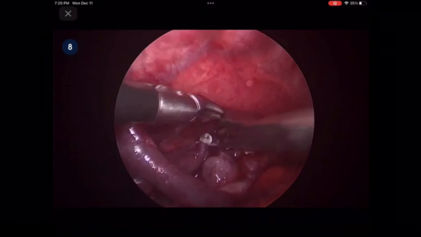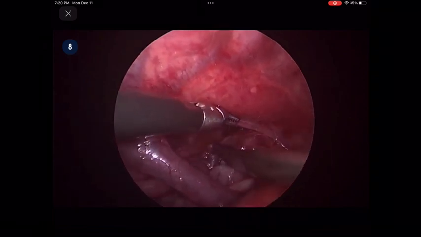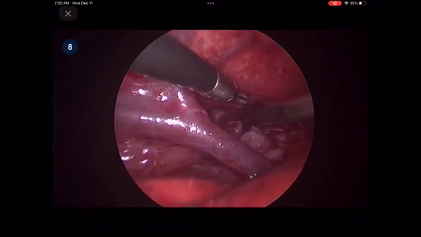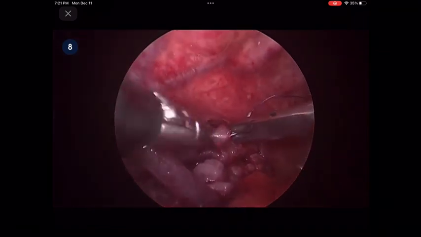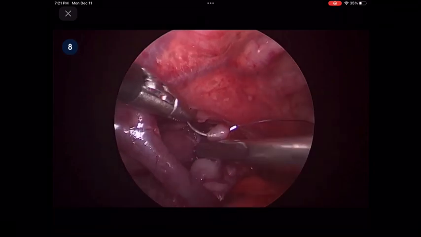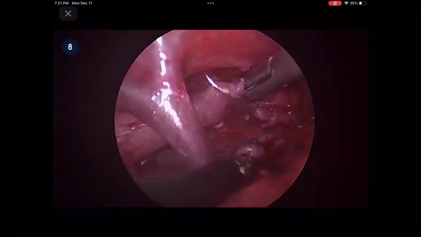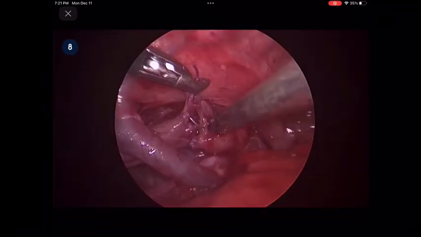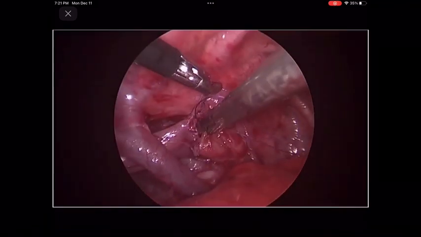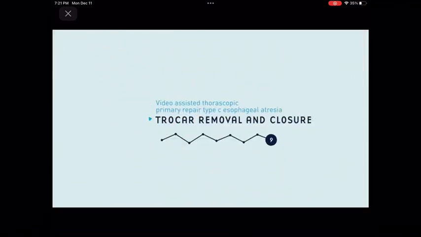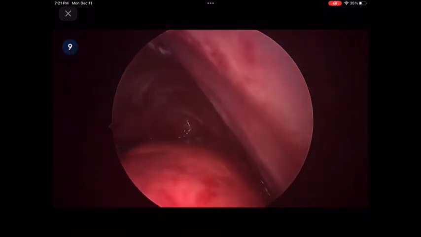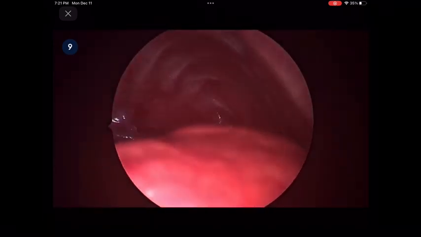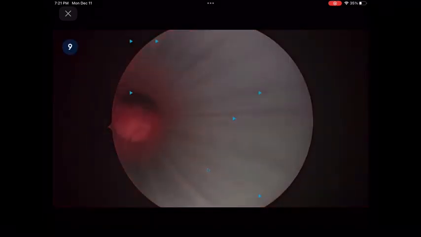Next, introduce a 6 French nasogastric tube and advance it along the proximal esophagus, through the anastomosis and into the efferent limb. Complete the anastomosis over the nasogastric tube by placing 3 to 4 interrupted sutures anteriorly. Finally, remove the trocars from the chest under direct vision. A chest tube is only left in situ in the event of specific complications.